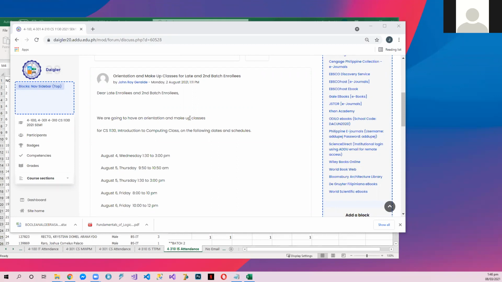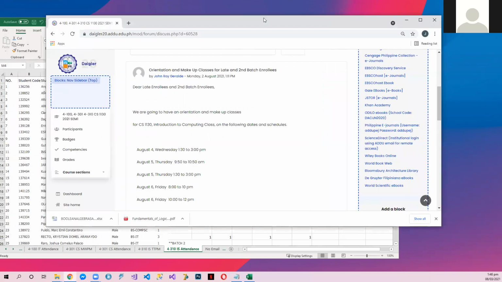Earlier somebody asked if attendance is graded. No, it's not part of the grade, because it's included in the online learning policy by the university that attendance is not graded. Why am I checking your attendance? So that I will know who's still in the class or not, because we'll have to know who will be allowed to take the summative test at the end. If you're not in the class anymore, how can you take the summative test? That's why I'm constantly checking the attendance.